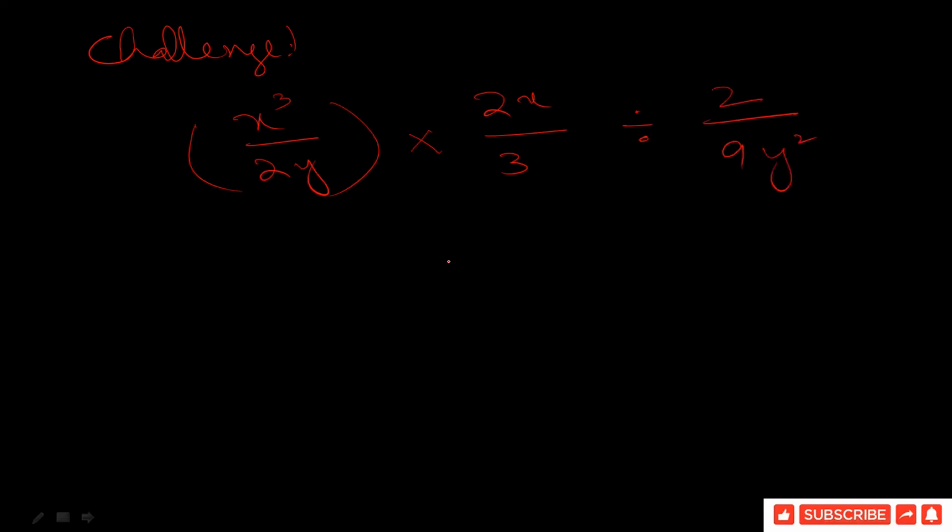That one question is x power 3 upon 2y times 2x upon 3, divided by 2 upon 9y squared. It seems easy. I will tell you the answer in the next video. So do that one on your own and upload the solution in the comment box if you know it. Otherwise, we shall get the answer in the next coming video.